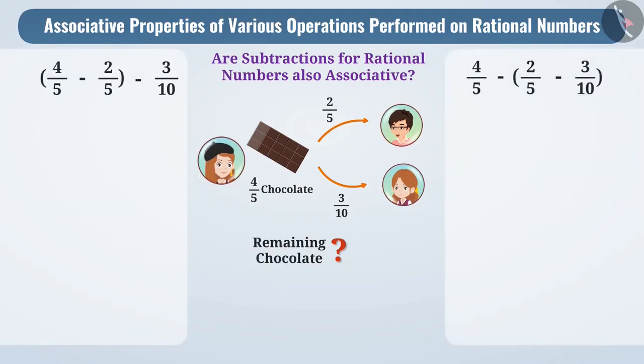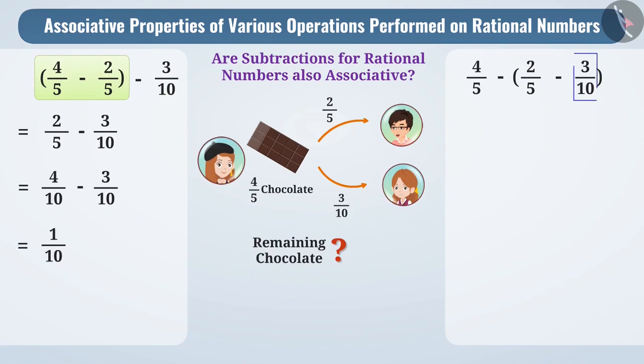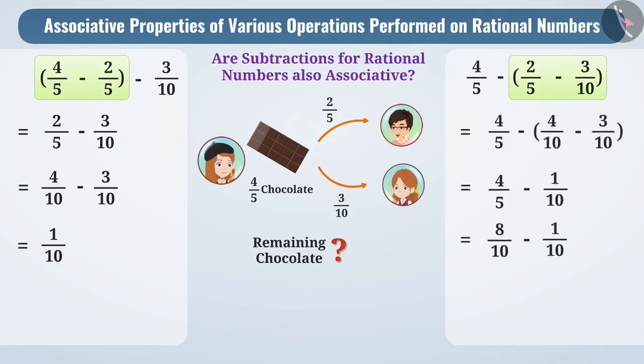If we make a group of 4/5 and 2/5, then we will get 2/5 as a result of 4/5 minus 2/5. If 3/10 is subtracted from it, the result will be 1/10. Now, pause the video and find out what will be the result if it is solved by forming a group of 2/5 and 3/10. Let me tell you, we can simplify it in this way. We will get the result 7/10.